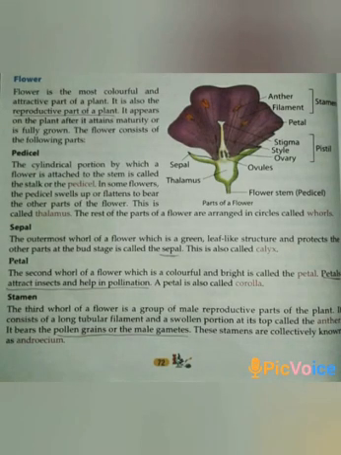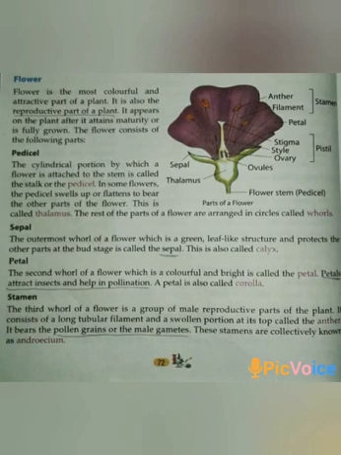First one is pedicel. The cylindrical portion by which a flower is attached to the stem is called the stalk or the pedicel. In some flowers, the pedicel swells up or flattens to bear the other parts of the flower. This is called thalamus. The rest of the parts of a flower are arranged in circles called whorls.